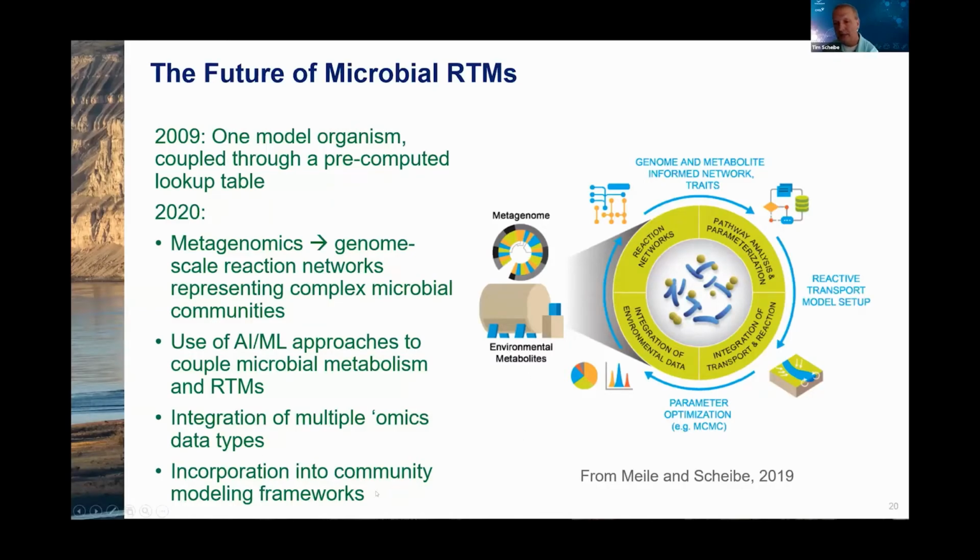And we incorporate these into community modeling frameworks, as shown here in this schematic diagram, again from my paper with Christoph, where we use these omics data to inform genome and metabolic informed network models, set up reactive transport models, and perform parameter optimization by comparing with observed data using tools like, for example, Markov chain Monte Carlo methods, MCMC, and that process can iterate and thereby improve our models over time.